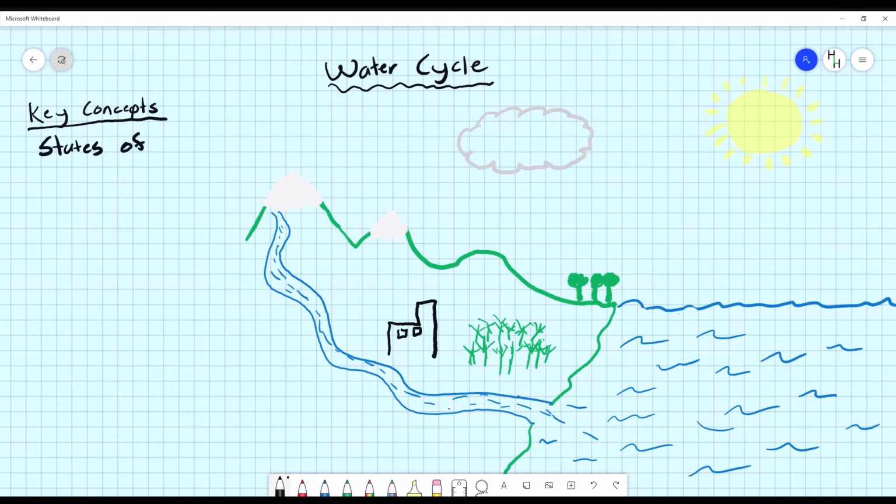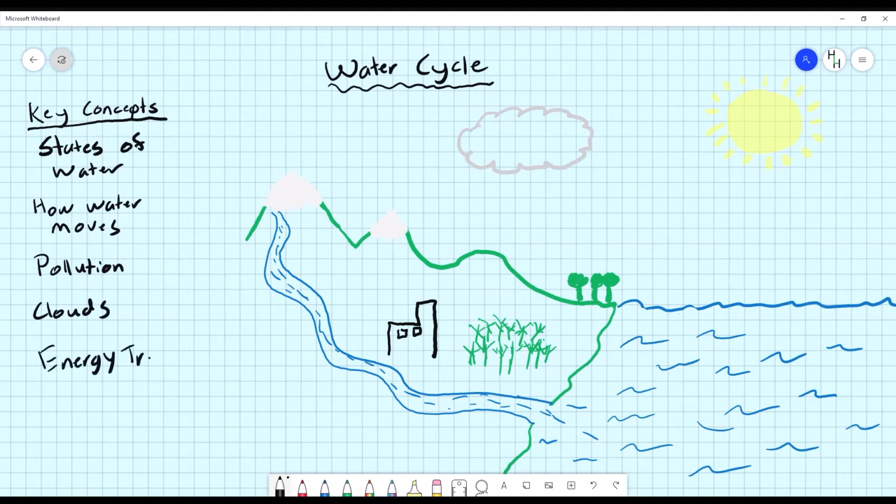When we're thinking about the water cycle, there are a few key concepts we're going to focus on: the states of the water as it travels through the water cycle, how the water moves throughout the cycle, pollution and how that can enter the cycle, clouds and their different types, and then energy transfer is part of this, but that's more of a topic for later grades, so we'll touch on it, but I will make a more detailed video about that soon.